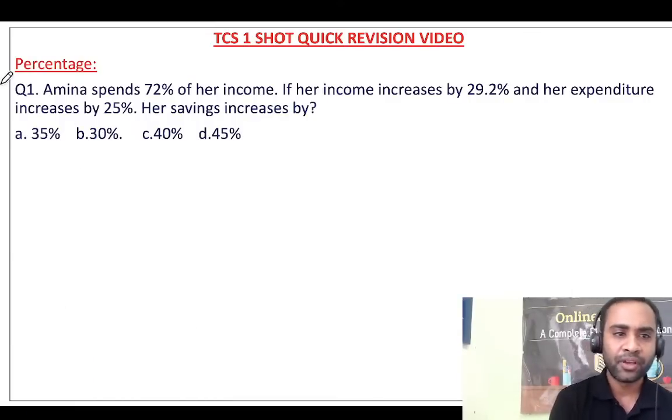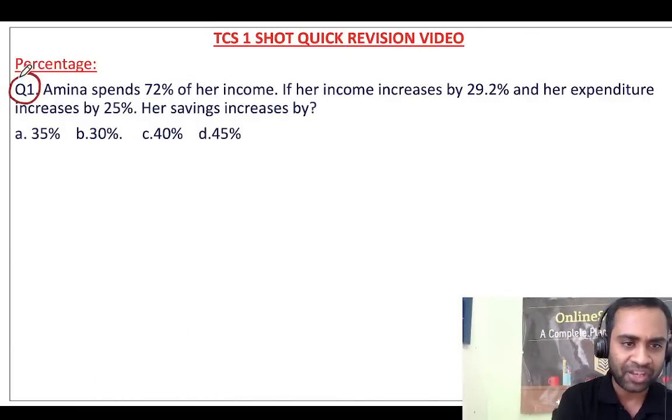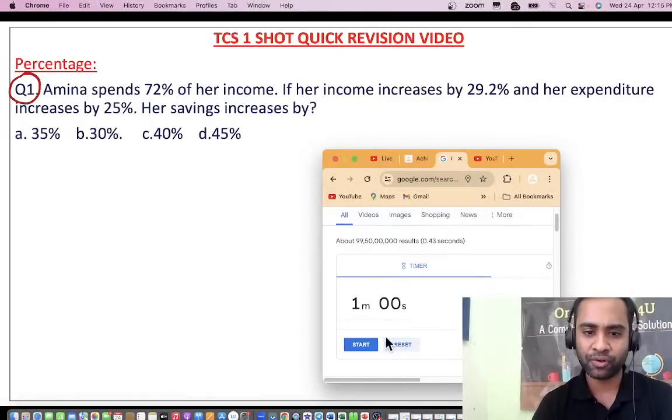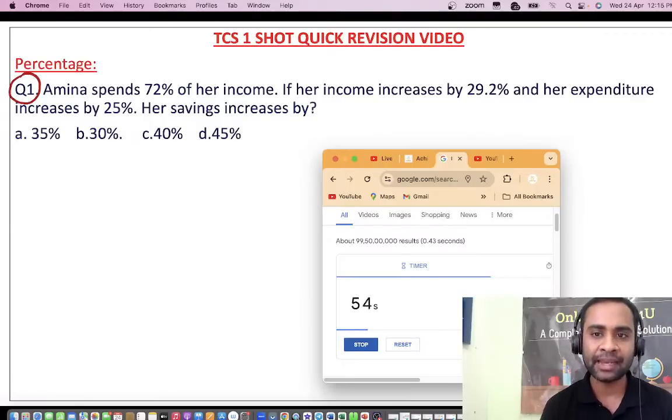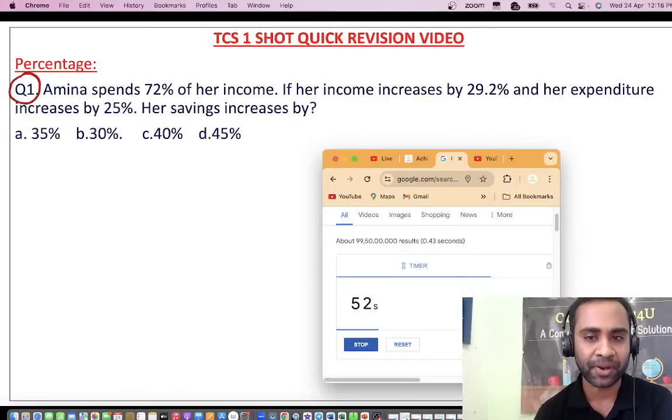Now, there is a question for you. Can you please try it out? Your timer starts now. Amina spends 72% of her income. If her income increases by 29.2 percent and her expenditure increases by 25%, her saving will increase by what percentage?